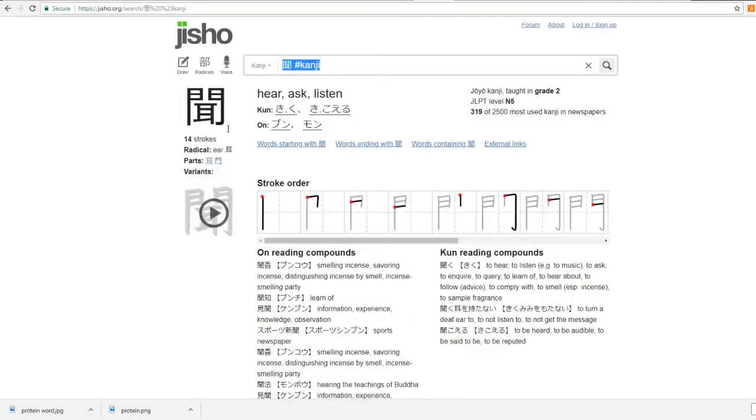Next one we're going to look at is hear, or listen. It has gates and ear, so the gates to the ear would be to hear, or ask, or listen. It's going to be kiku for the kunyomi, and the onyomi, I never quite recall the katakana. I gotta really go over those katakana. Bun.